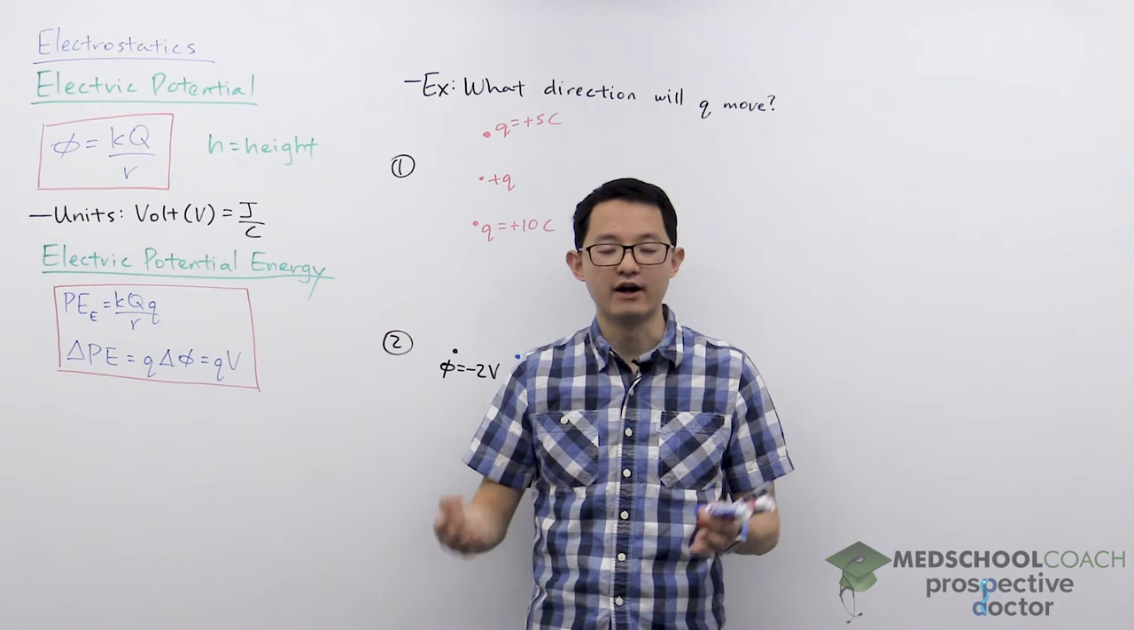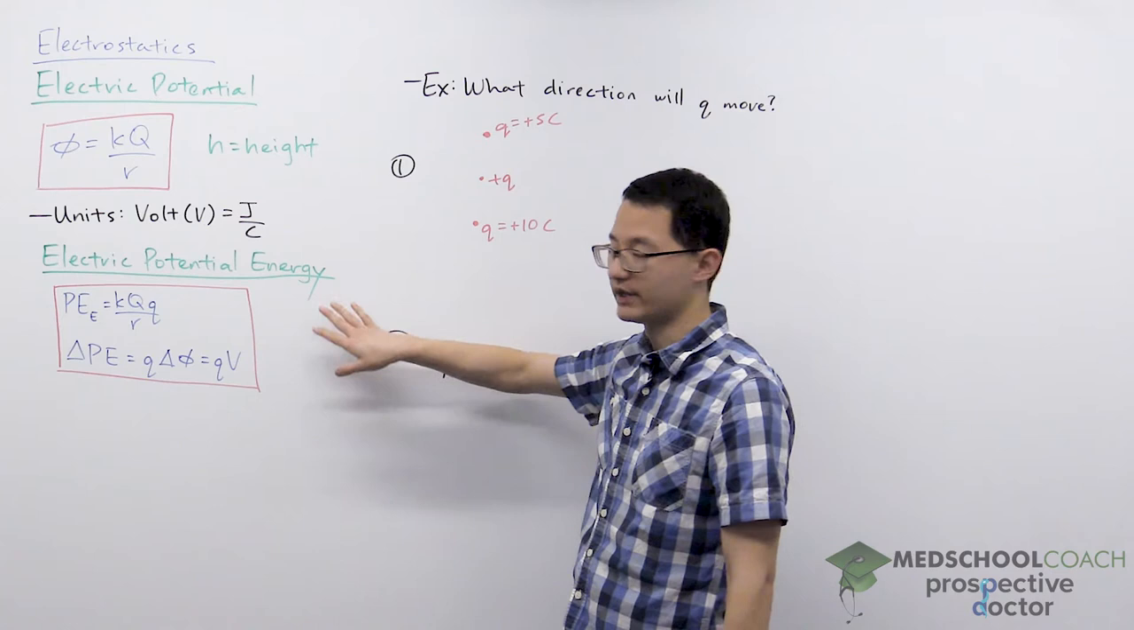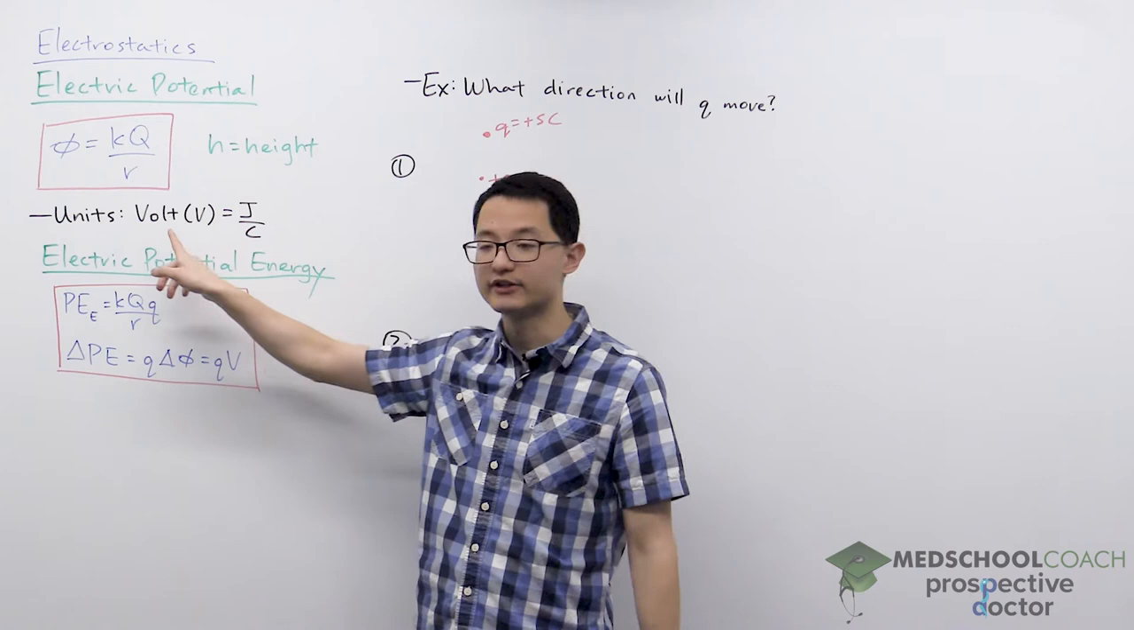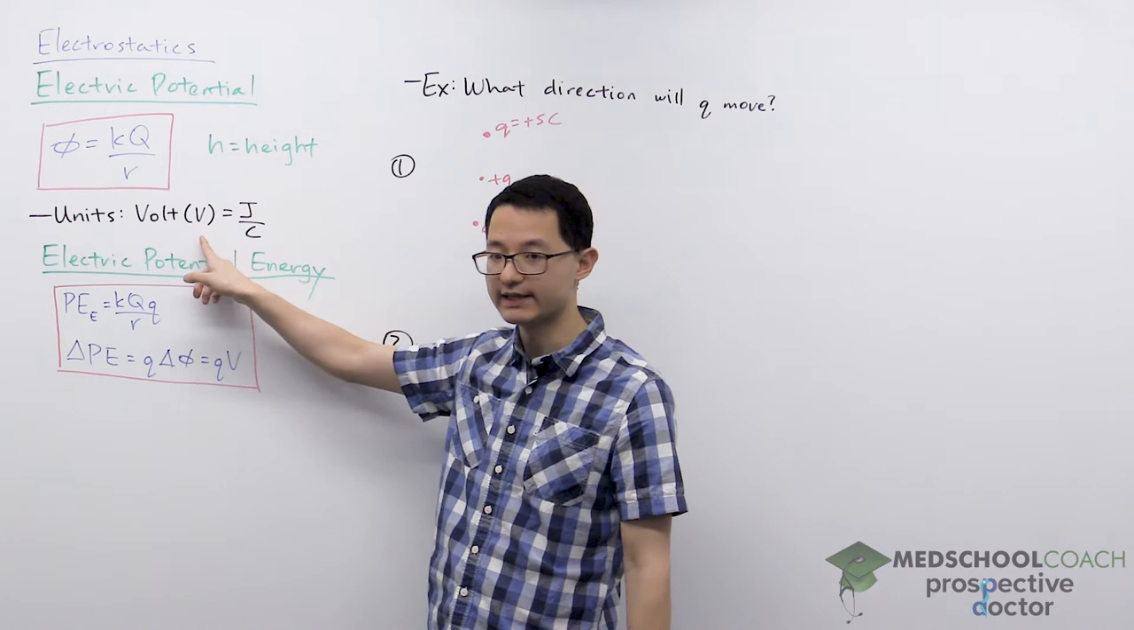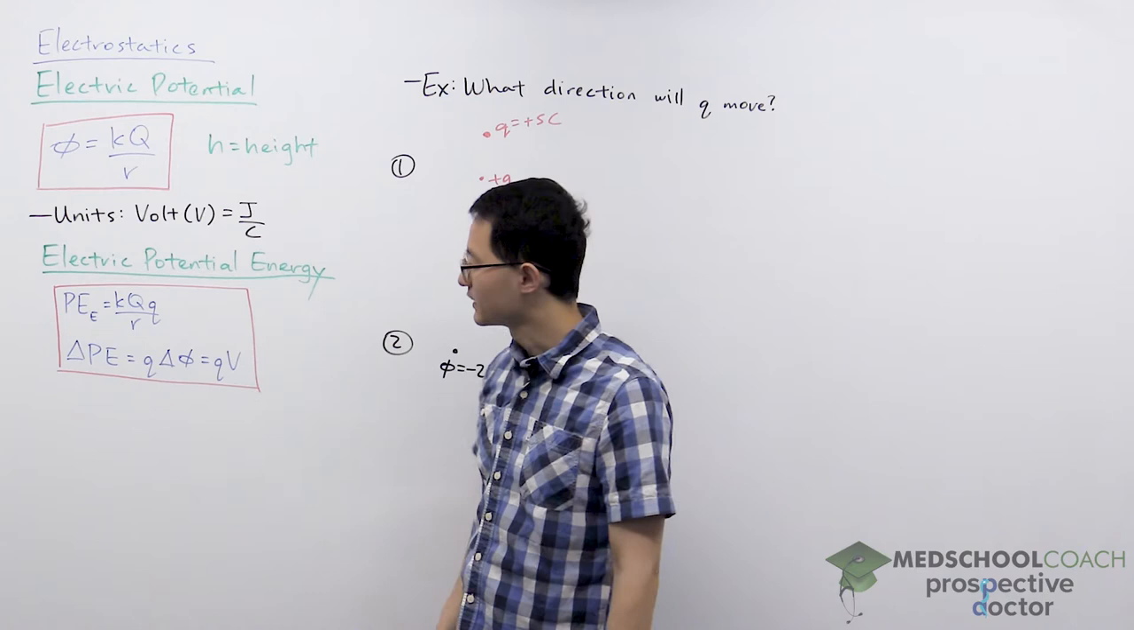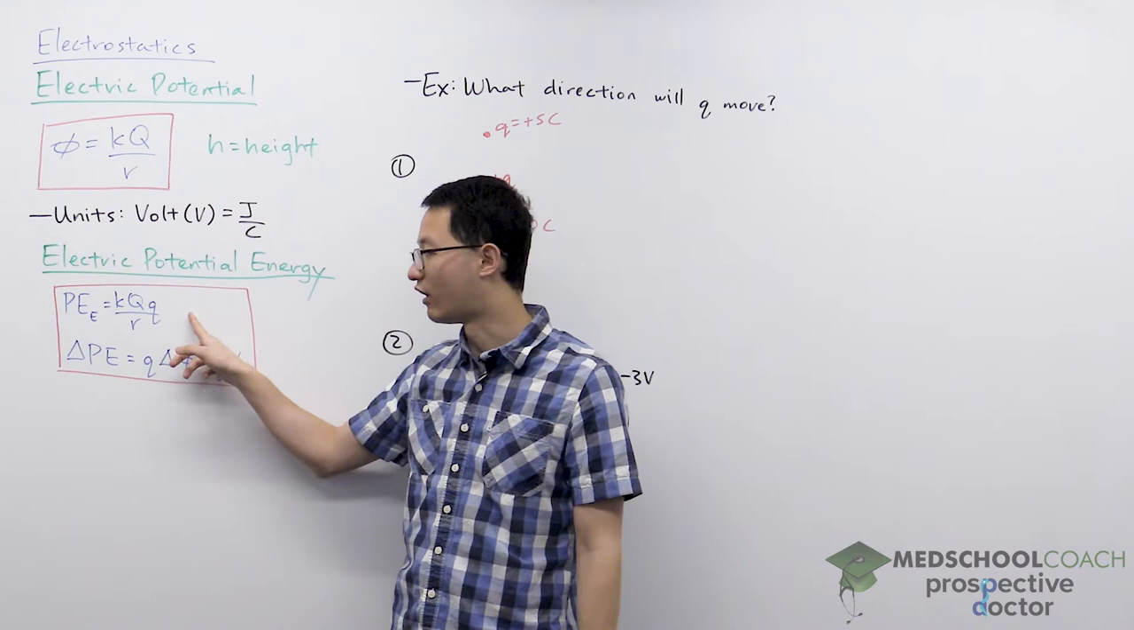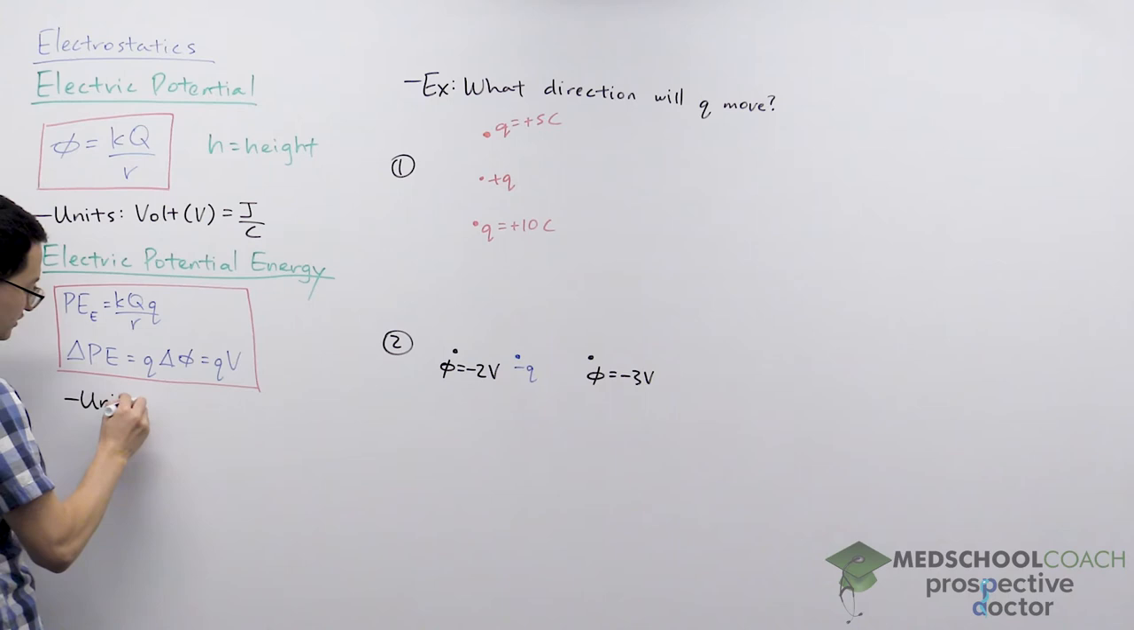So we'll look at how each of these work. So here, phi equals kq over r, you should note that the units for electric potential is a volt. Volt is denoted by a capital V, and a volt is equivalent to a joule per coulomb. Now, electric potential energy is given by this equation, kqQ over r. Now, potential energy, of course, as a form of energy, is going to have units of joules.